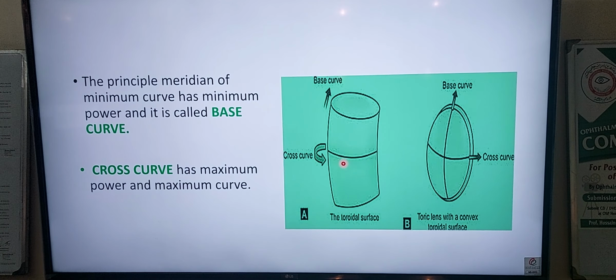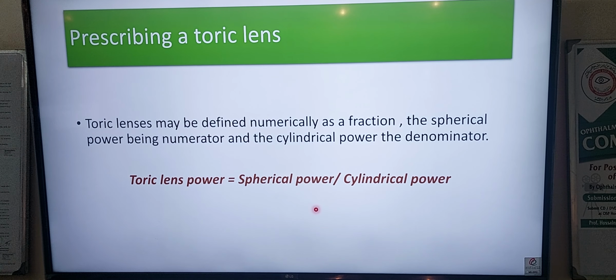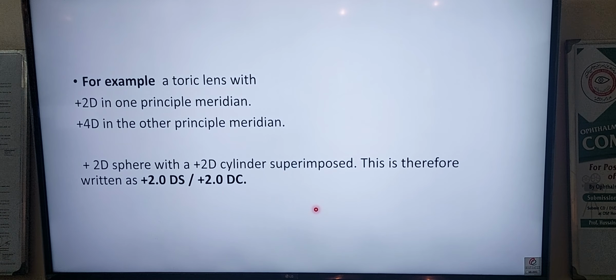Toric lenses or spherocylindrical lenses. The lenses with one toric surface are called toric lenses. A spherical lens with a superimposed cylindrical lens makes a toric lens. Toric lenses may be defined numerically as a fraction, the spherical power being the numerator and the cylindrical power being the denominator. For example, a toric lens with +2 diopter in one principal meridian and +4 diopter in the other principal meridian is actually formed by a +2 diopter sphere with a +2 diopter cylinder superimposed. It is written as follows.